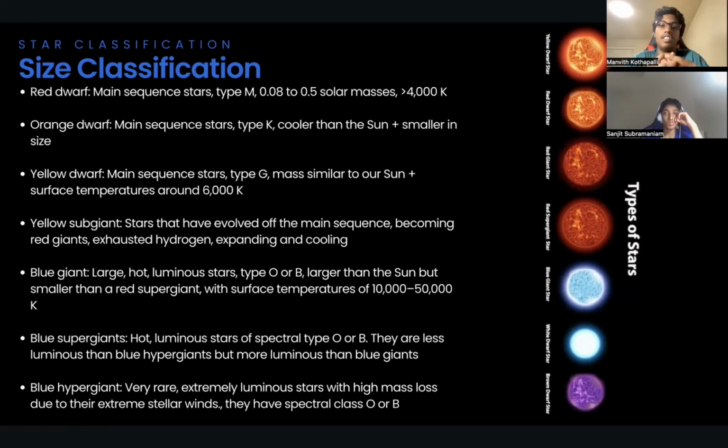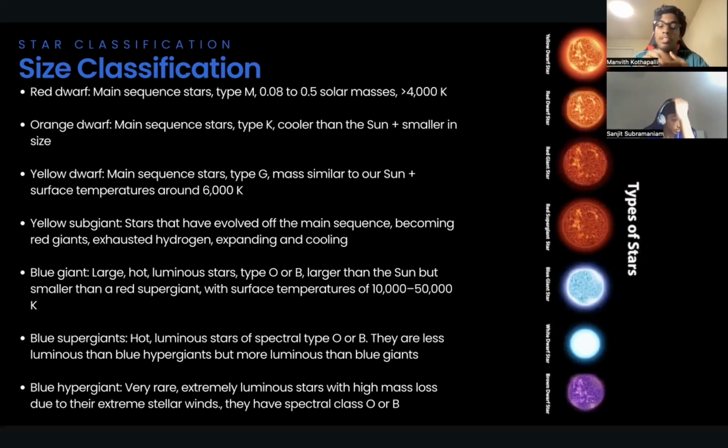Yellow subgiants are stars that have evolved off the main sequence or are in the process of becoming giants. So they're right between the dwarf and giant phase. They have exhausted the hydrogen in their core and are expanding and cooling. Blue giants are large, hot, luminous stars with spectral type O or B. They are larger than the sun, but smaller than the red supergiant, with surface temperatures of 10,000 to 50,000 Kelvin.